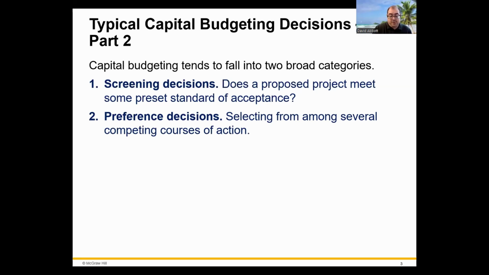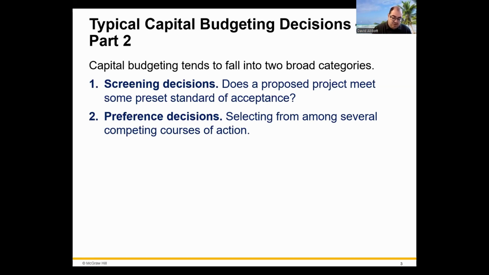So types of capital budgeting decisions. There are two main types of capital budgeting decisions. One is a screening decision that relates to whether a proposed project passes a preset hurdle. So for example, a company might have a policy of accepting projects only if they promise a return of 20% on their investment. So it has to meet a specific standard. That would be a screening decision.